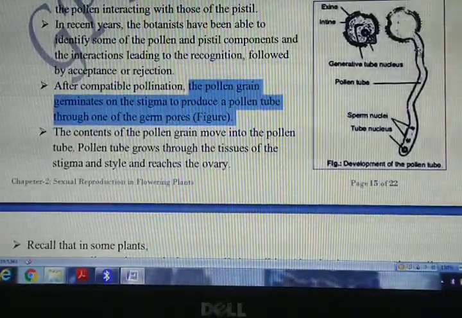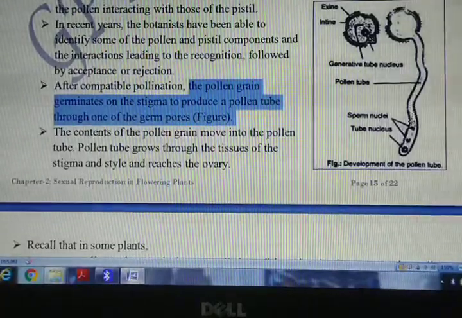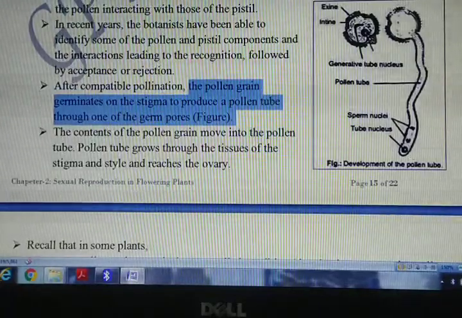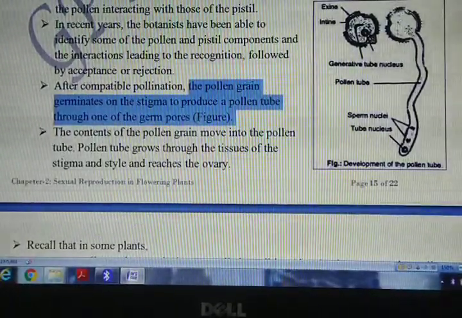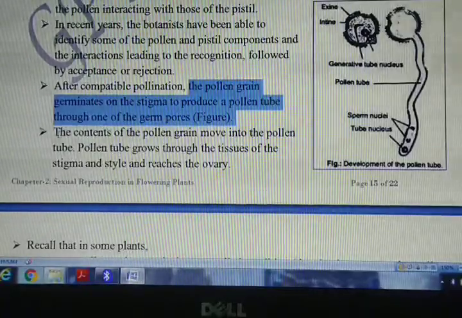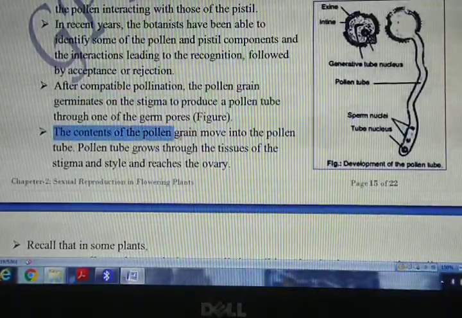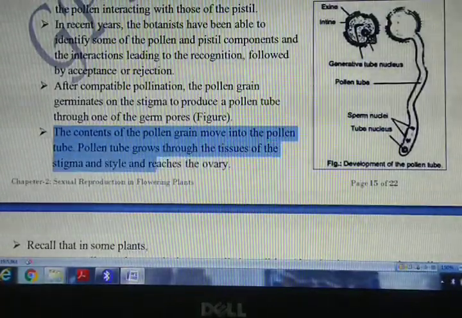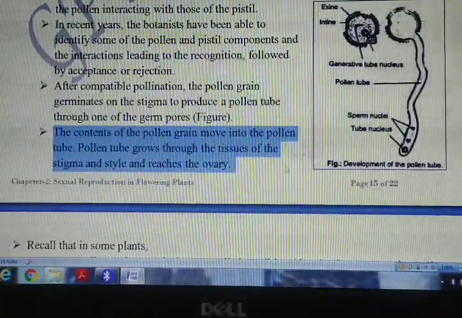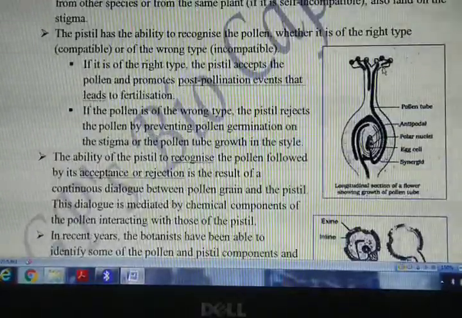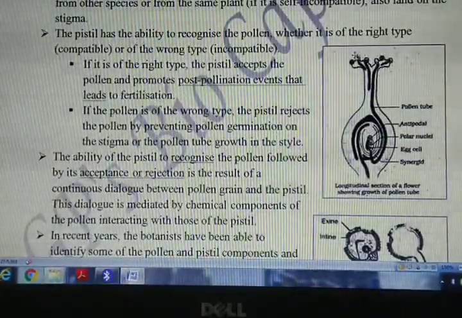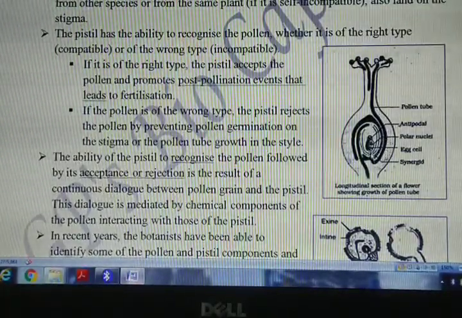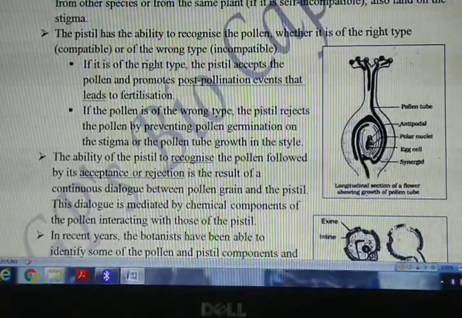Now both of them are going to move with the growth of the pollen tube. Inside the pollen tube they are moving. Whatever is present inside the pollen is going to move here. So here it is given that even the content of the pollen grain moves into the pollen tube. The pollen tube grows through the tissues of the stigma and the style and reaches the ovary. Earlier in this figure also it was shown, so many pollen grains are found here, but one of them is shown to elongate and reach the ovule down here inside the ovary.